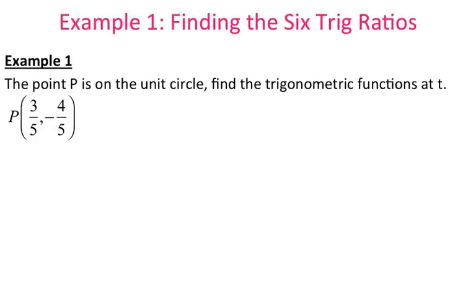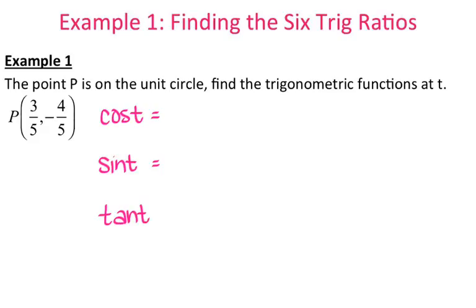For the first example, I'm giving you a point on the unit circle. The 3/5 and negative 4/5 is not on the unit circle that we drew yesterday, but there's an infinite number of ordered pairs on the unit circle, not just the specific ones that we plotted, and 3/5 and negative 4/5 is one of them. I'm going to find all 6 trig functions at t. So I have my cosine of t, my sine of t, and my tangent of t.